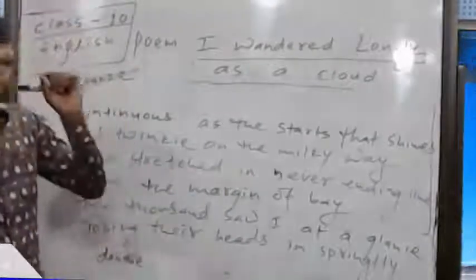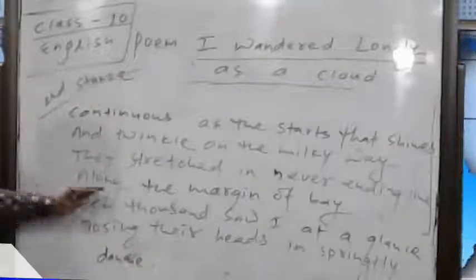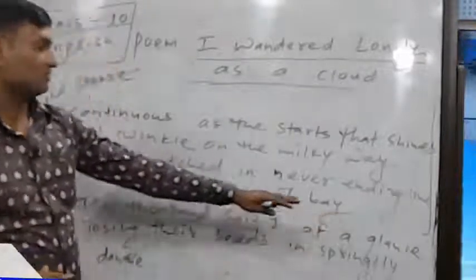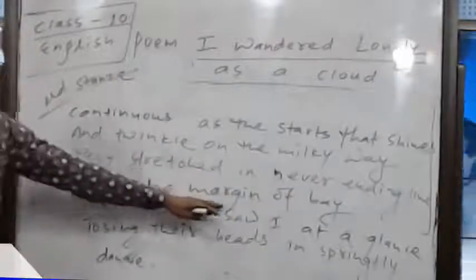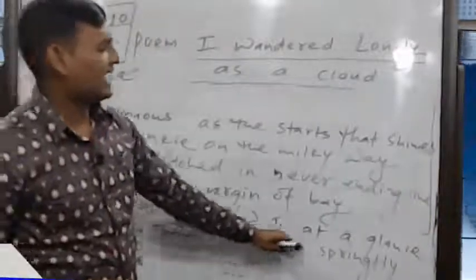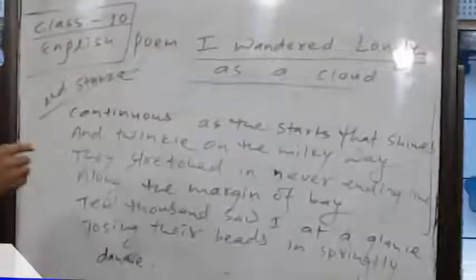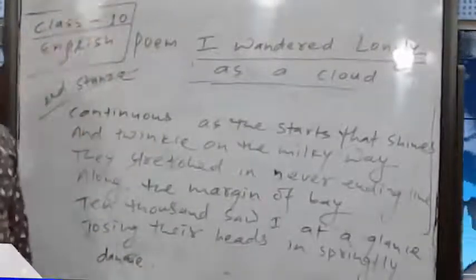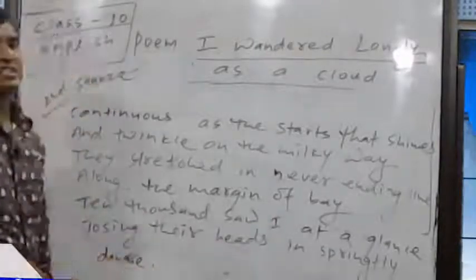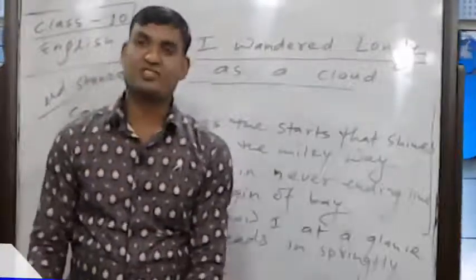It means when we saw at a glance, एकैछिनमा हामी हेर्यो भने, along the margin of the bay, त्यो bay means किना के भन्छ खाडीको छेउमा. Margin means the edge of the bay. 10,000 I saw at a glance. At a glance means a single look. We saw 10,000s of daffodils tossing their heads in a sprightly dance, and all their heads are tossing in a sprightly dance.